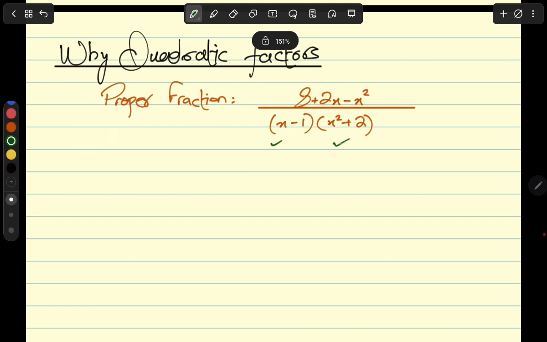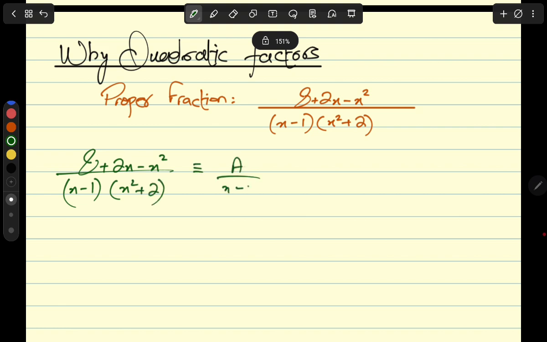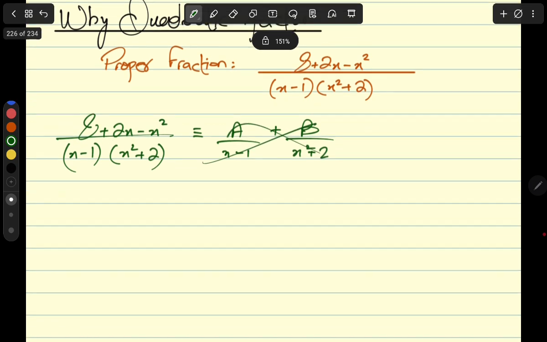Now, if I cannot split this quadratic, how do I split the fraction? This is where Cambridge is going to change the decomposition. Do I rewrite 8 plus 2x minus x square upon x minus 1 times x square plus 2 as a upon x minus 1 plus b upon x square plus 2? This is wrong. Okay, this is absolutely wrong.